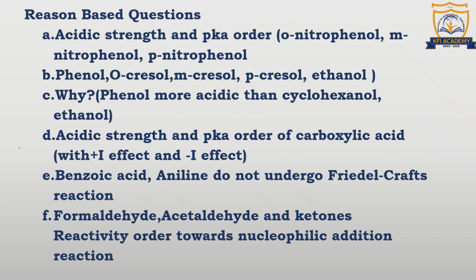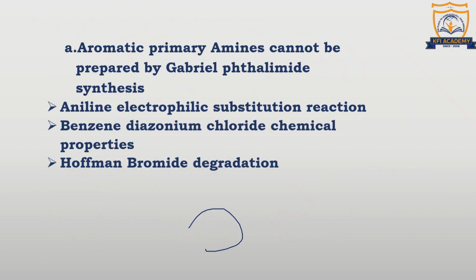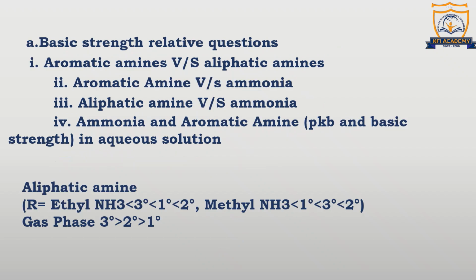some recent questions are given here. Acidic strength, pKa order, and why phenol, ortho-cresol, meta-cresol, carboxylic acid, benzoic acid, and the reactivity of formaldehyde, acetaldehyde. All those things, simple concept. How can you remember all those things? EWG, more acidic character. And why aromatic primary amine cannot be prepared by Gabriel phthalimide synthesis. And electrophilic substitution reaction of aniline, because even though NH2 is an ortho-para directing group, we will get some meta-directing product also. Why? And properties of benzene diazonium chloride. Compulsory, study and go. And Hoffmann bromamide degradation.